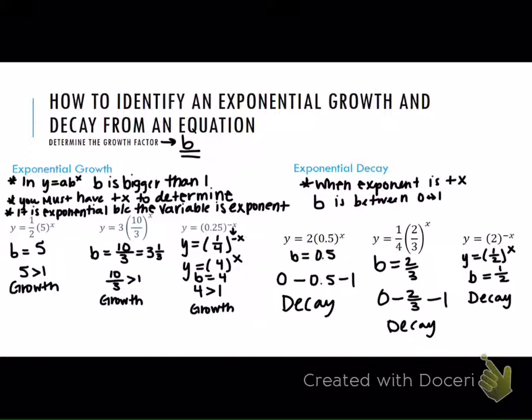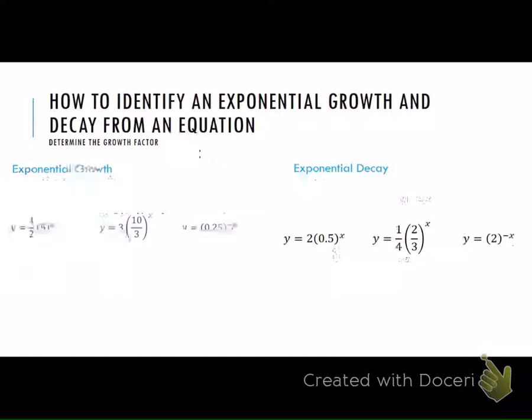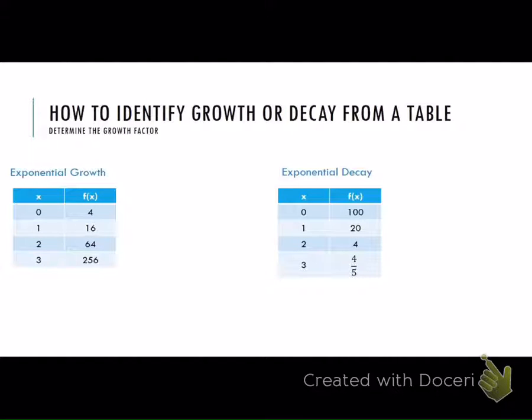All right, how about from a table? We kind of already did this one because we rewrote our graphs as tables. So, exponential growth from a table: as x goes up by 1, you multiply by a number greater than 1. That's how you know it's exponential growth. You're multiplying by a number bigger than 1.